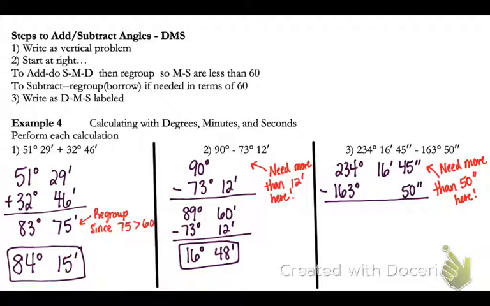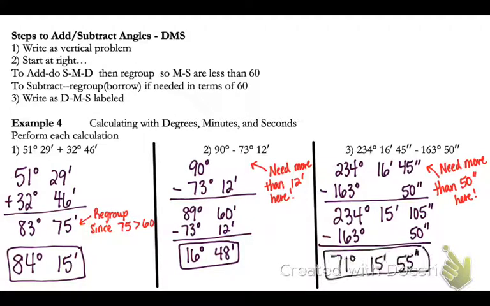I'm going to take one of those 16 minutes and move it over into the second category as 60 seconds. So instead of 16 minutes, I now have 15 minutes, and instead of 45 seconds, I've added on 60 more seconds there. So now we can go ahead and subtract each column. Our final answer is 71 degrees, 15 minutes, and 55 seconds.